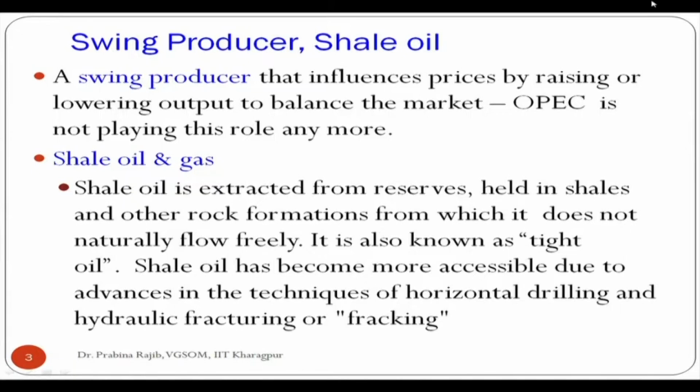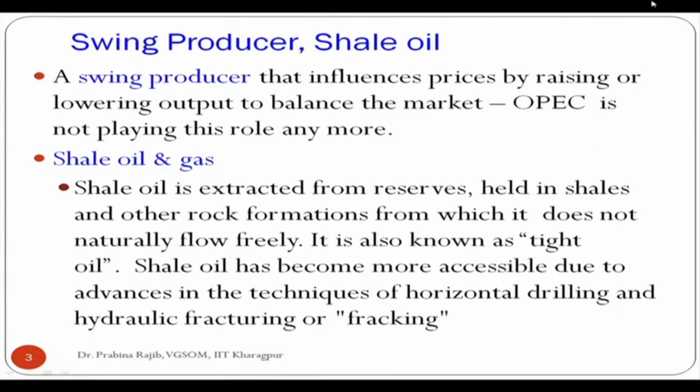So OPEC was considered as a swing producer. So what do we mean by a swing producer? A swing producer is a producer that influences price of a particular commodity by raising or lowering the output to balance the market. So OPEC was performing this role. So if crude oil price goes down substantially, OPEC members will decide to cut the production so that the market price increases and OPEC members are able to generate a decent amount of revenue.